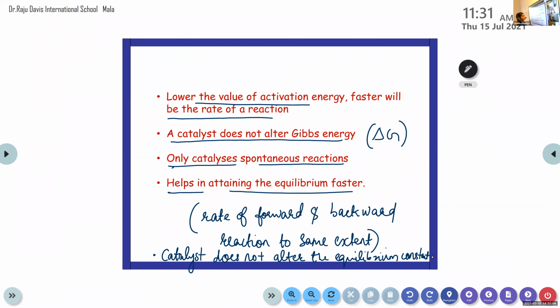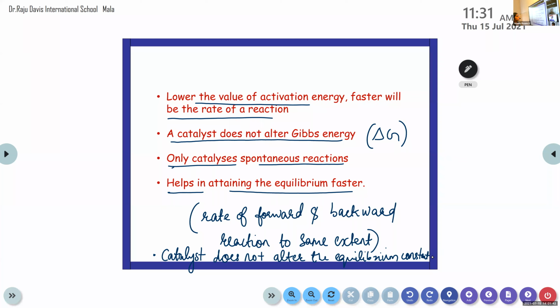Okay, so these are certain properties of this catalyst. Catalyst does not alter Gibbs energy, delta G, or it is otherwise known as free energy. A catalyst does not alter Gibbs energy or free energy, and only catalyzes spontaneous reactions. It cannot catalyze non-spontaneous reactions. Then the third point, it helps in attaining the equilibrium faster. That means it alters the rate of forward and backward reaction to the same extent. Then the fourth point, that is catalyst does not alter the equilibrium constant. Okay, so these are certain properties of this catalyst.